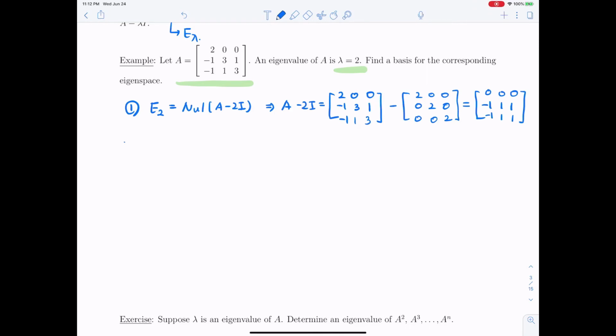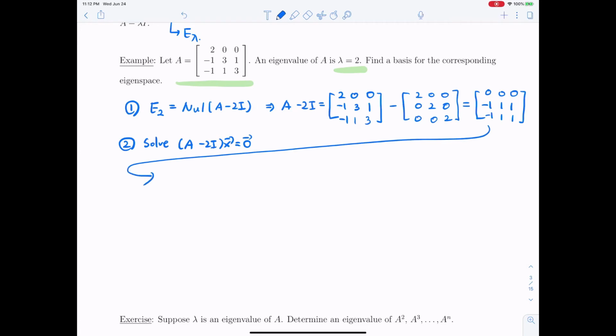So if you have the matrix, then we have to solve the homogeneous equation (A minus 2I) times x equals 0 to get the basis for the null space. Or in other words, we have to find the RREF of this matrix. So this is row equivalent to, I guess we can simply kill the third row. So the RREF should be 1, -1, -1, 0, 0, 0, 0, 0, 0.